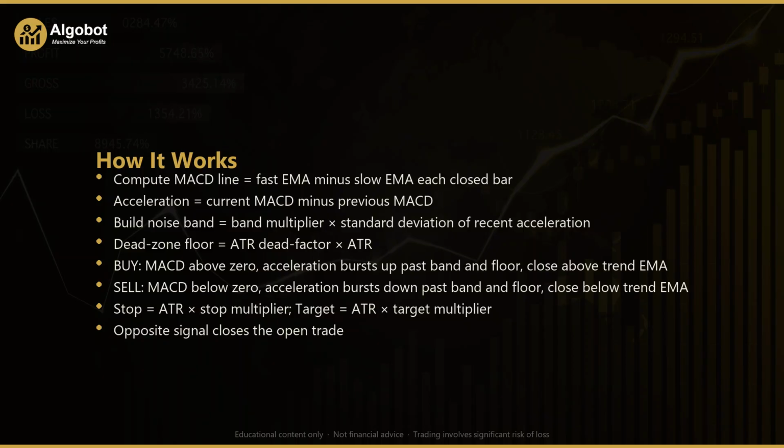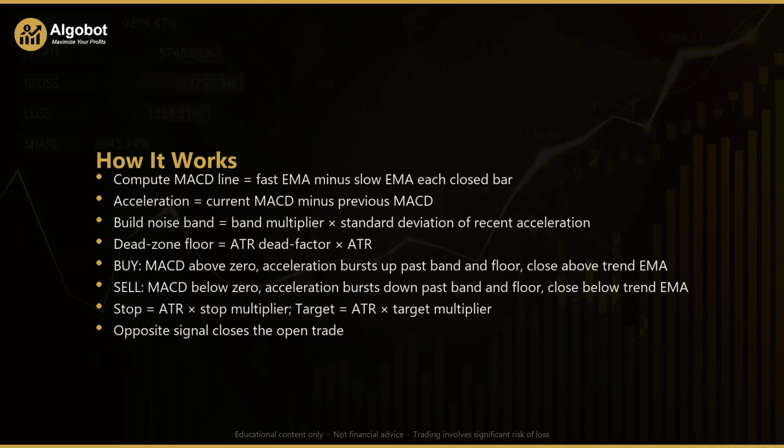For a long entry, four conditions must all be true at the same time. The MACD line must be above zero, confirming momentum already leans upward. The current acceleration must exceed the noise band. It must also exceed the dead zone floor. And the closing price must be above the trend EMA, keeping the trade aligned with the larger move. When all four line up, the strategy signals a buy.